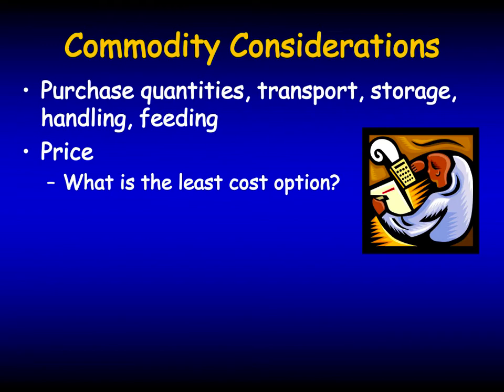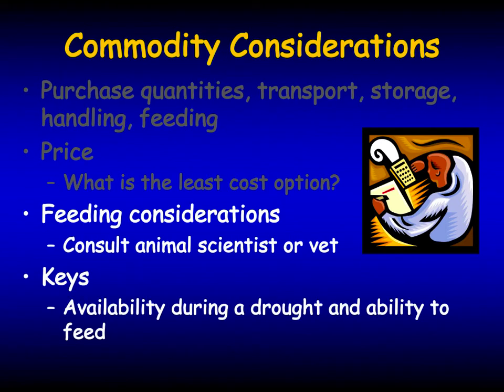Commodities sound real good on paper, but when you start thinking about all the logistical challenges, sometimes they're not as good of an option as you think. And then you always need to price what your least cost option is. Important thing to remember about commodities is there are some really strange mineral imbalances in certain commodities, so if you haven't fed that commodity, you want to make sure that you get with somebody that knows what they're doing, an extension animal scientist, a veterinarian, or a nutritionist that can help you make sure that you're not going to make a ration that's going to have a negative impact on your animals.